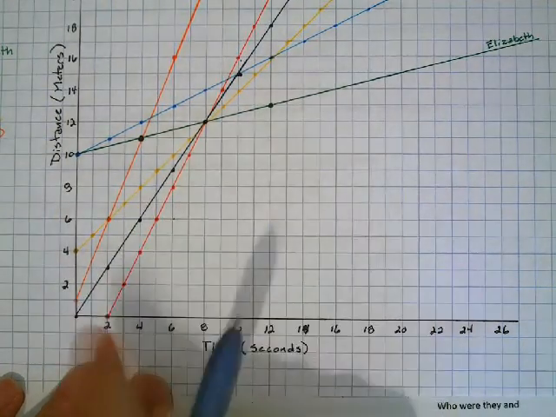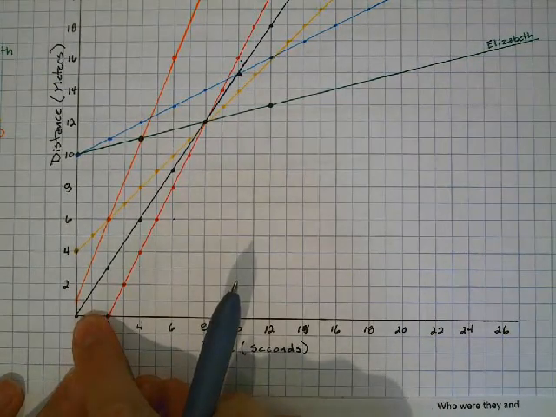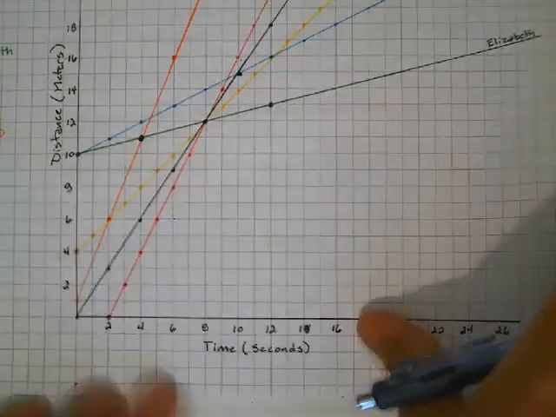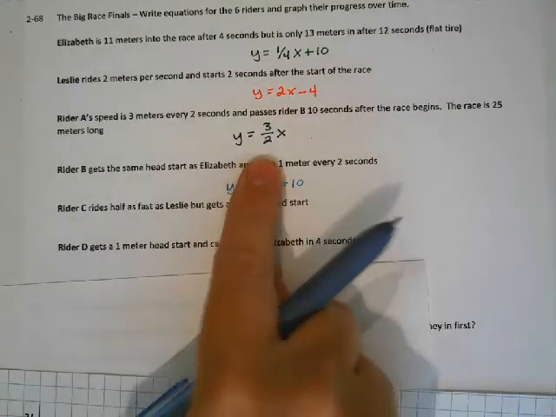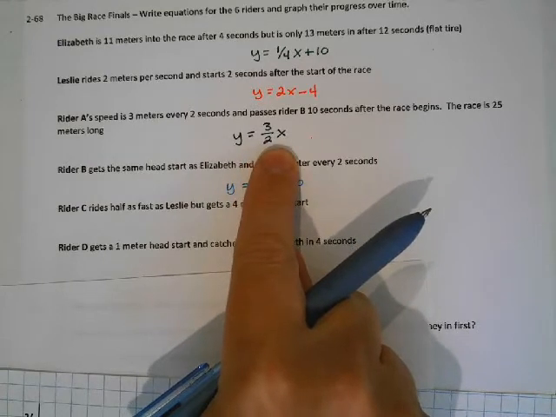It looks like they started right at the origin. So their y-intercept would be 0. So that is a good enough equation for them: y equals 3 halves x plus 0.